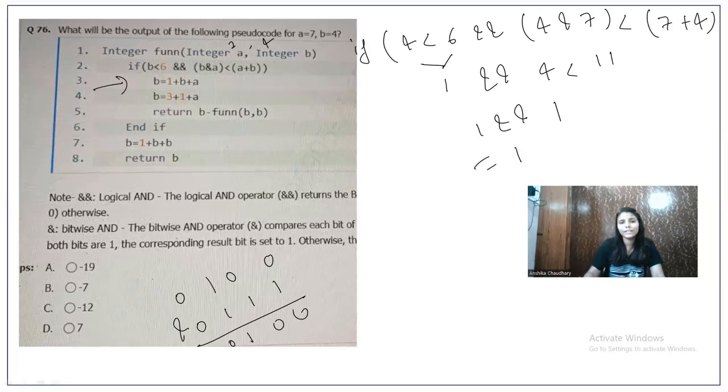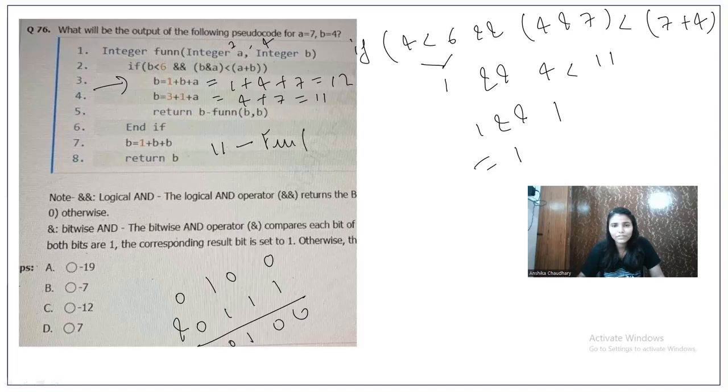So here we are updating the value of b. B is 1 plus b, 4 plus 7. It means 7 and 4, 11 plus 1, 12. Okay, so b is 3 plus 1 is 4 plus a. A is 7, so it will become 11. Now return b minus, and here we are making a function call by passing the arguments b, b. That means 11 comma 11. So this function call will be made, right?